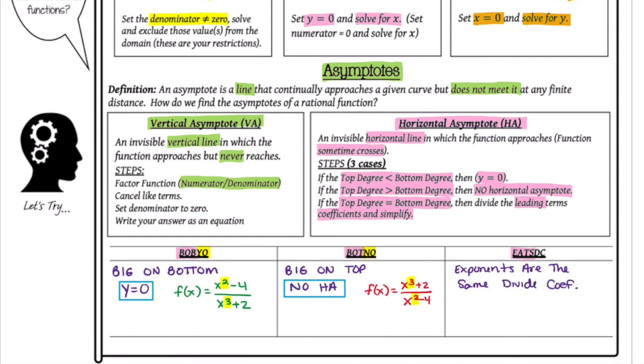So a case like this, we would have our function as f of x is equal to 3x squared minus 5 over 2x squared plus 1. Here, if we look at our exponents, they're the same. Exponents are the same. What does that tell us to do? To look at the leading coefficients, and we are going to divide them. Divide and simplify. So in this case, my horizontal asymptote would be the line y equals 3 over 2. That's its simplest form.